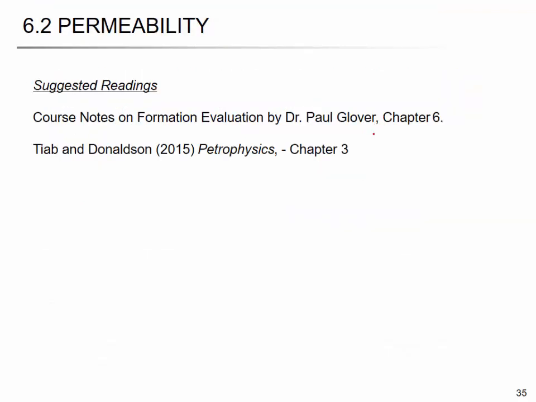And okay, that's it, right? So suggested readings are the course notes of chapter 6 and the petrophysics chapter 3.